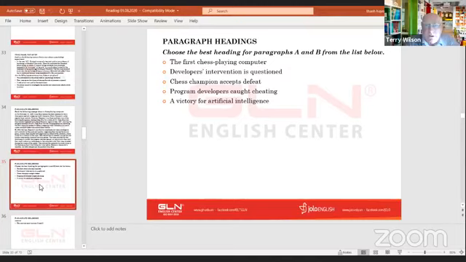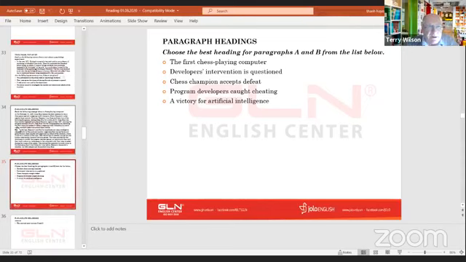So would the best heading be the first chess-playing computer? Would it be developer's intervention is questioned? Would it be chess champion accepts defeat? Would it be program developers caught cheating? Or would it be a victory for artificial intelligence? So which 2 of those are the best headings for paragraph A and B?